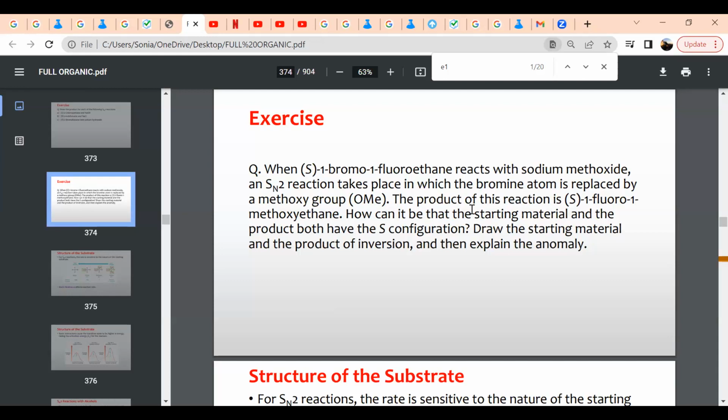Yeah, because this molecule is 1-bromo, 1-fluoro, so the leaving group in this case is bromo. The product will be 1-fluoro, 1-methoxyethane. Okay, I think I can see it. Thank you for that, Hiral. I'll also try to draw it, and all of us can try to draw it out and see how the structure looks and understand. Thank you so much, Hiral.